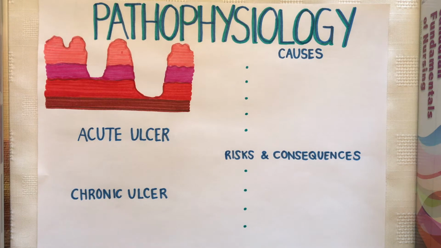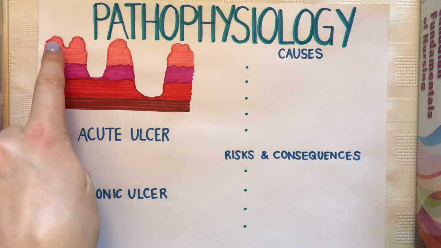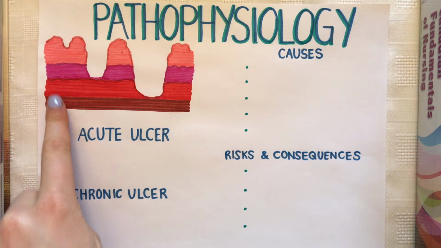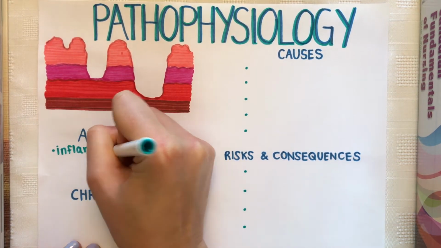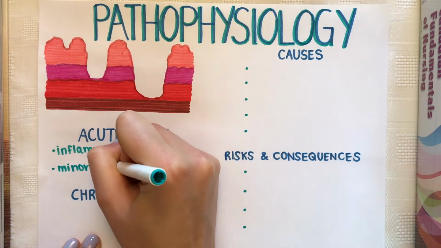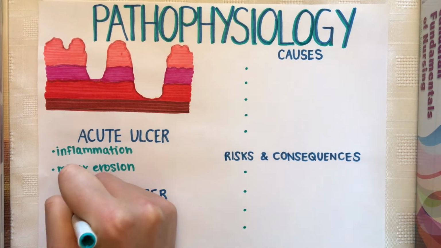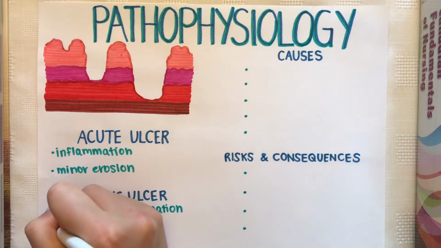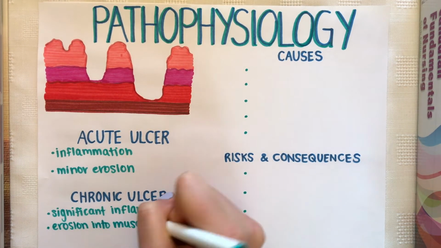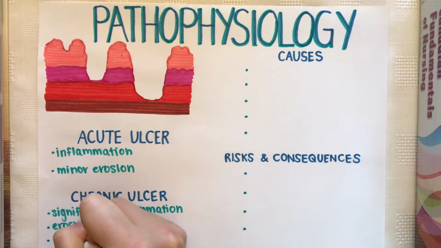Now, normally all layers of the GI tract are intact without erosion, but with peptic ulcer disease, we have acute ulcers and chronic ulcers. An acute ulcer is characterized by inflammation and minor erosion, as seen here, and a chronic ulcer is characterized by significant inflammation as the acid has eroded into the muscle. These are much more common than acute ulcers.